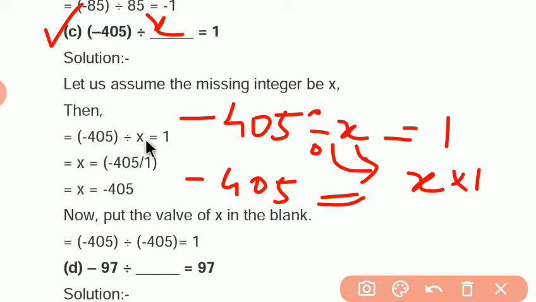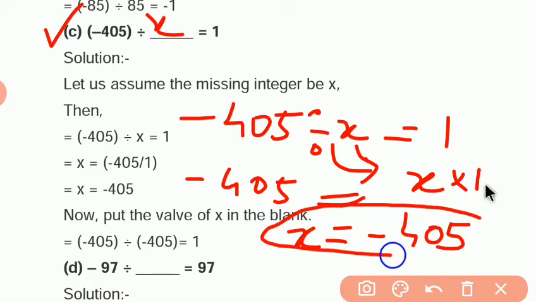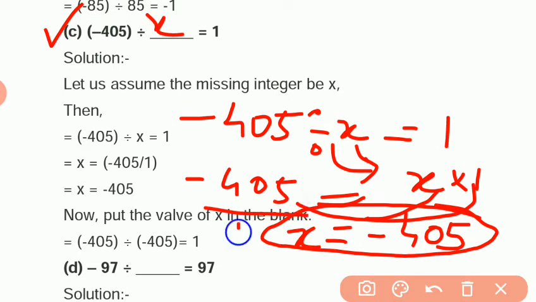Nothing here to do. First, take this x to that side, so it will change into multiplication. After changing into multiplication, you can see that one more number is there with x. So if any number is given as multiplication on this side, it will change into divide on the other side. So you have to divide here.